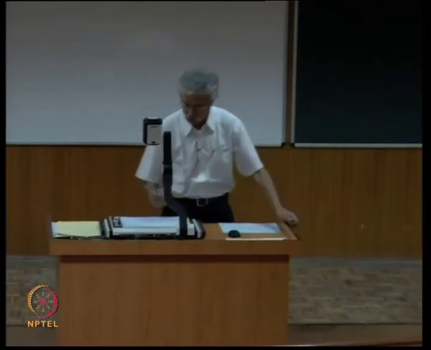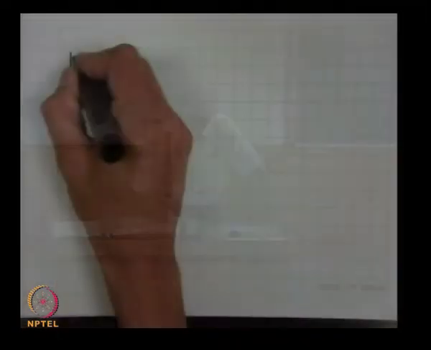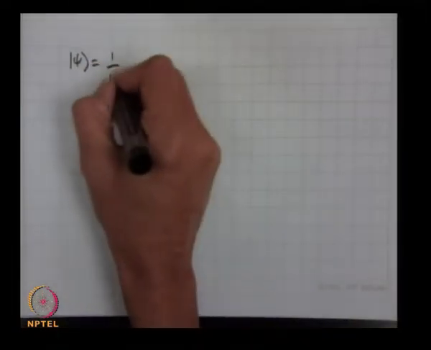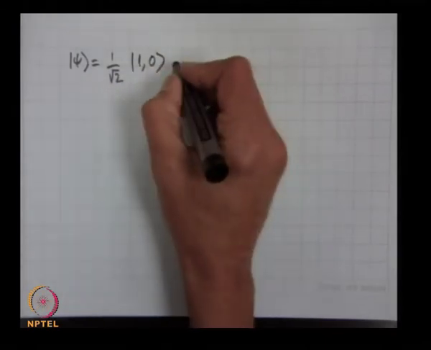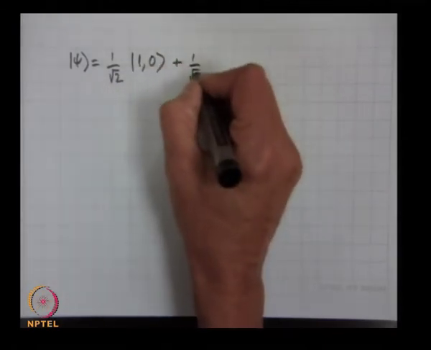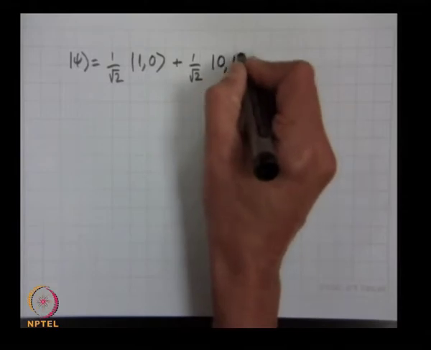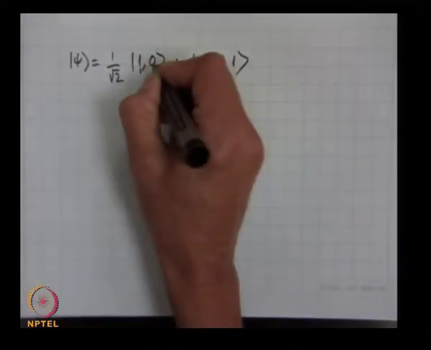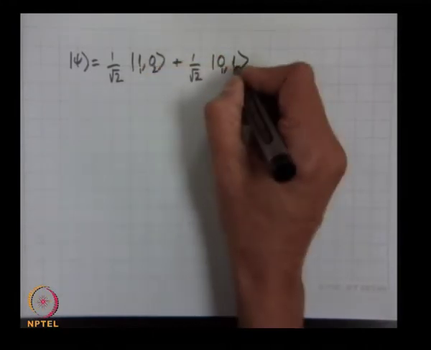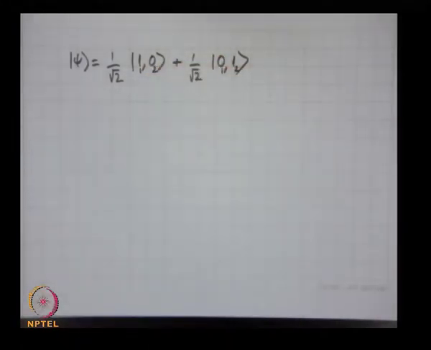Now, I want to use this expression to show interference of a single photon, and for this I want to consider the following state: a single photon state, 1 by root 2 times |1,0> plus 1 by root 2 times |0,1>. Let me call this |1>_1|0>_2 plus |0>_1|1>_2, so modes 1 and 2.